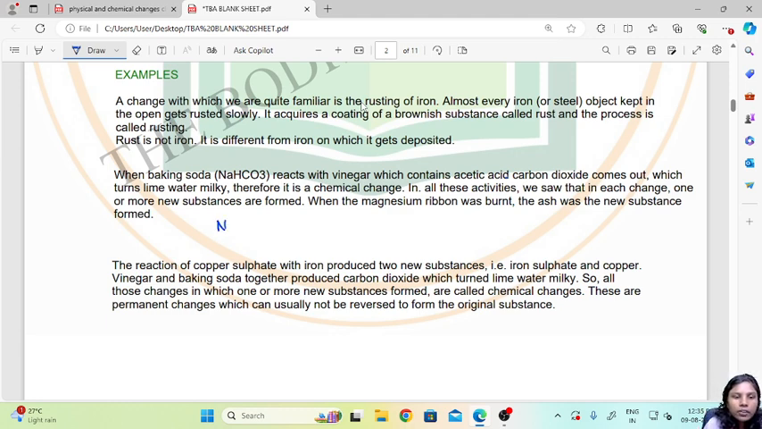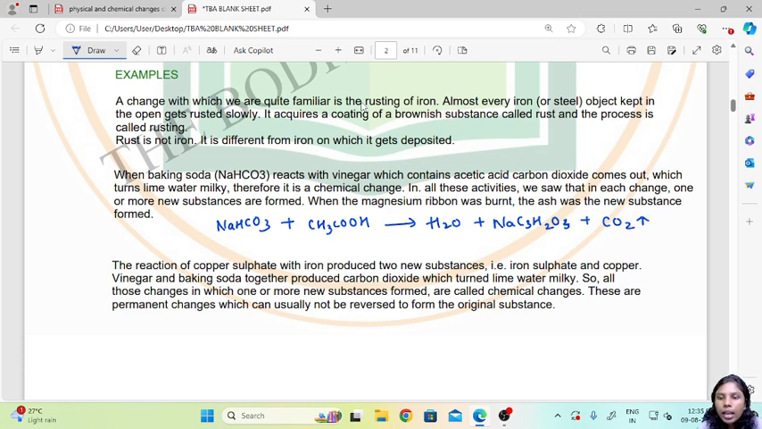So now if I have baking soda plus I have acetic acid, in this process I will get water, I will get sodium acetate, plus I will get something else, that is carbon dioxide gas will be released. This carbon dioxide gas is the reason why that hissing sound comes and that effervescence is released. So in all these activities we saw that in each change one or more new substances are formed. The minute you added it to vinegar we saw a change. The lime water turned milky in this case. So there was some kind of change that is happening.